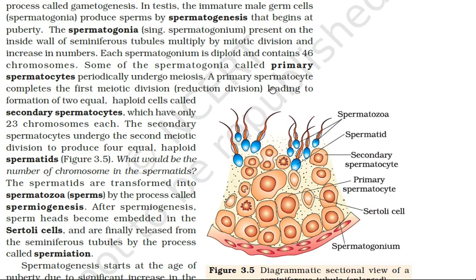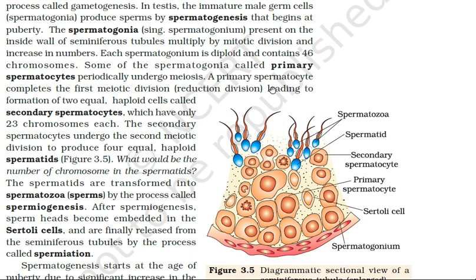And the Sertoli cells secrete an androgen binding protein, designated as ABP, written in capital letters, that concentrates testosterone in the seminiferous tubules.